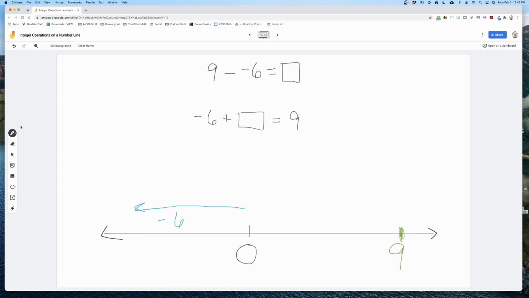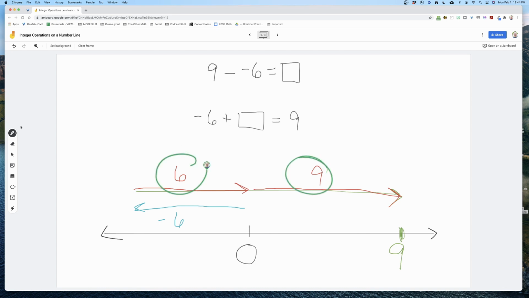So what is that second change? Well, that second change, again, can be decomposed into two pieces. We could go from here back to the 0, so that's a change of 6. And then we could go from 0 to 9, and that's a change of 9. So we really have 9 plus 6, don't we?